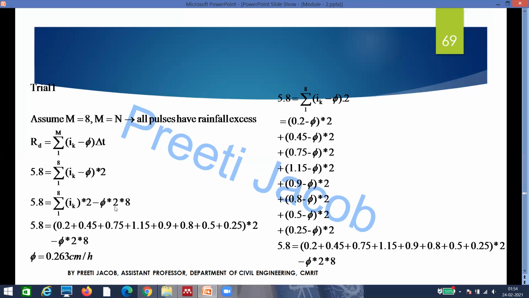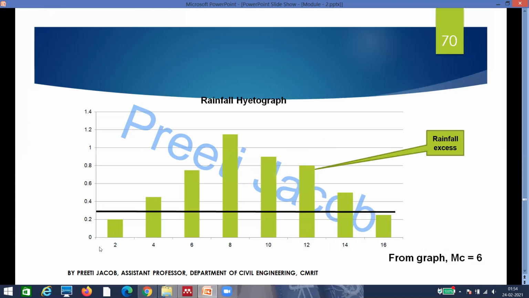Now this summation is nothing but the sum of all the rainfall intensities minus 5 into 2 into 8. Now, substituting this, we'll be getting phi is equal to 0.263 centimeter per hour.